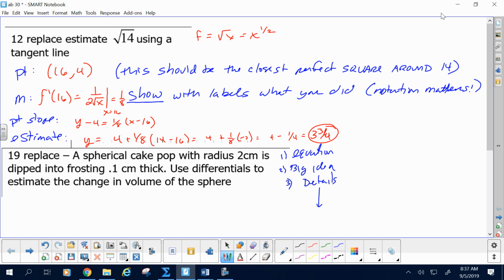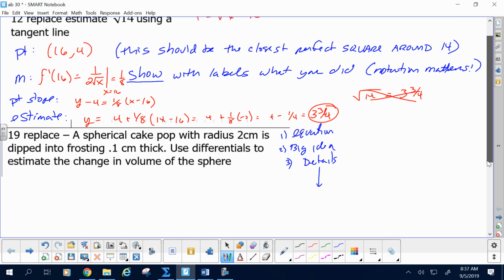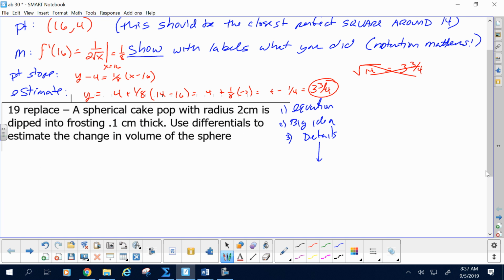Okay. True or false if I wrote my answer this way? Not true. Do they care if you say something is equal when it's really an estimate? Yeah, they care, and I care. All right, so that's not true. The y on the line is truly 3 3/4, but as far as the square root of 14, it's an approximation. All right, so how are you doing on tangent lines? Are you successful? Okay. Let's talk differentials.